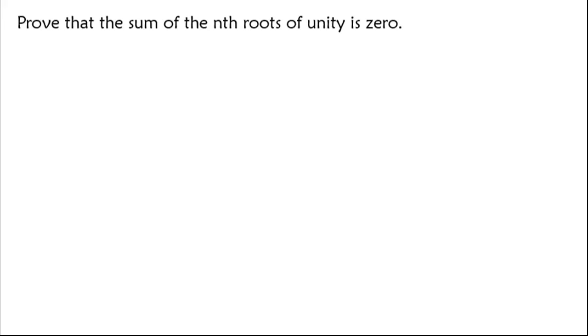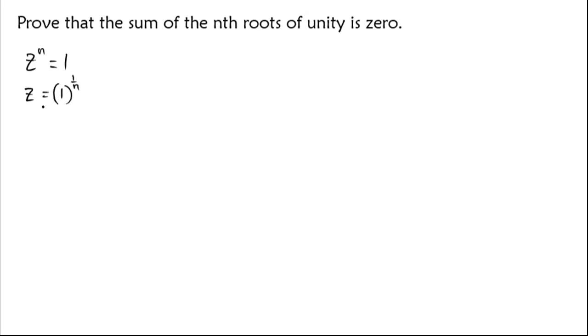So how can you prove that the sum of the nth roots of unity is 0? So to start with, the nth roots of unity are the solutions to the equation z to the power n is equal to 1. Now, where z is a complex number, of course, we can write this in polar form. Written in polar form, first of all, z is equal to 1 raised to the power 1 over n.